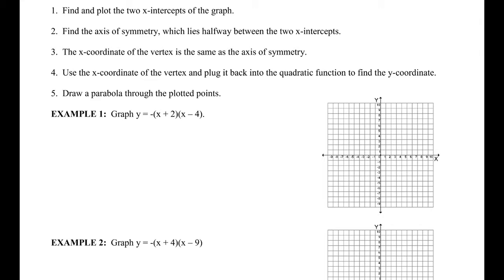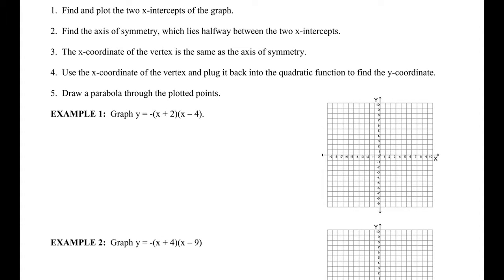Step 1 says find and plot the two x-intercepts of the graph. So in order to do that, I'm going to set x plus 2 equal to 0 and x minus 4 equals 0. And I'm going to solve them both for x. These are the x-intercepts, so you can write them as ordered pairs. Negative 2, 0 and 4, 0. And I can go ahead and graph those.